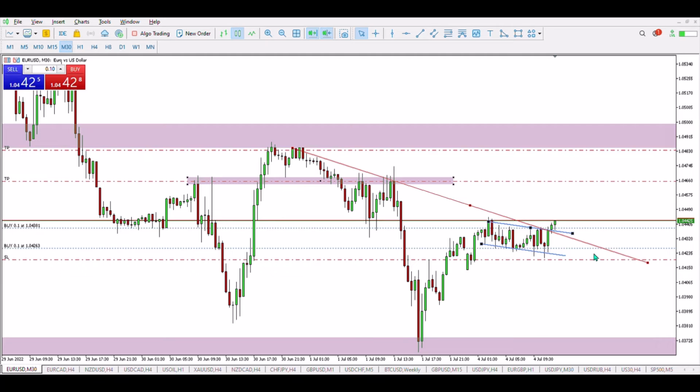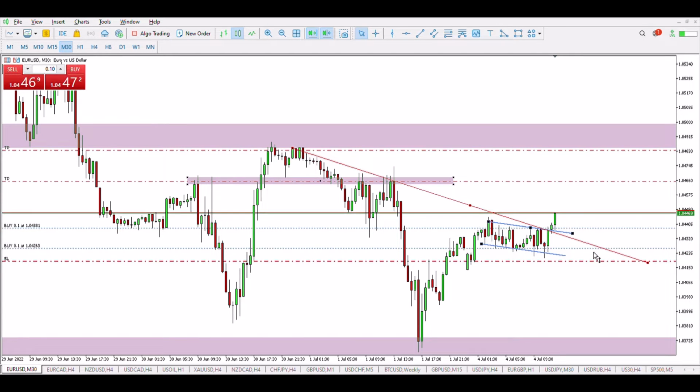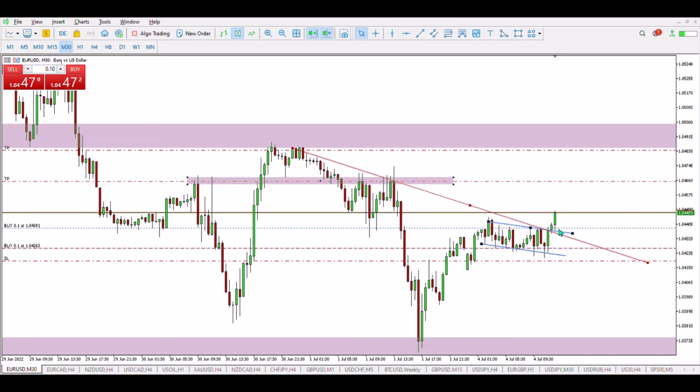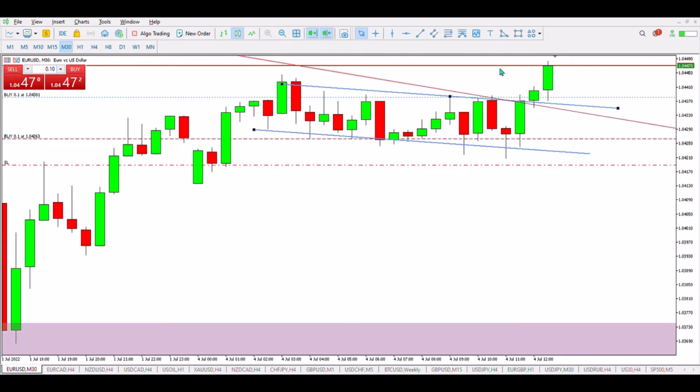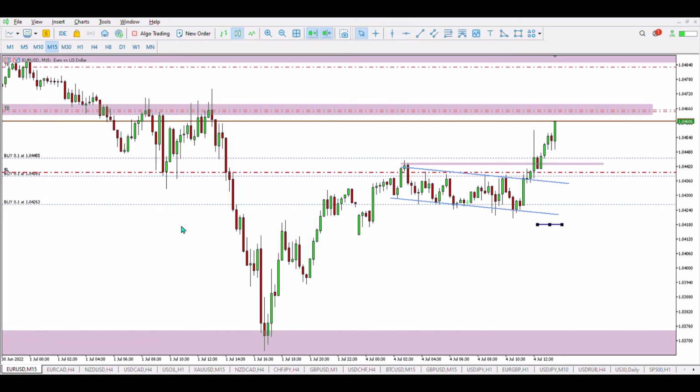Now where would be my stop loss for both the trades? I'll use exactly this stop. But sometimes when you're trading the flag pattern, you can set your stop loss below the middle of the consolidation. So if this is your consolidation, you put your stop loss below the middle. Okay, and let's see how this trade will go.